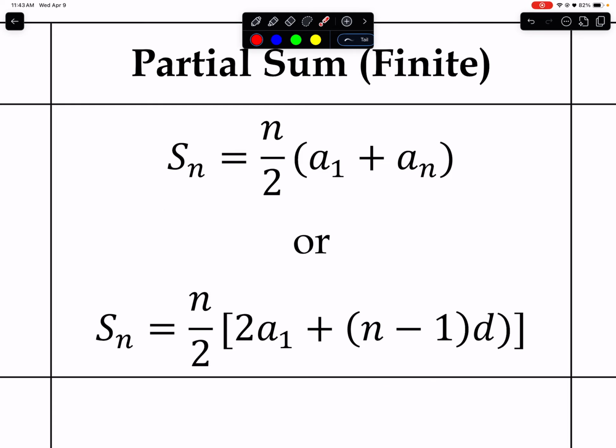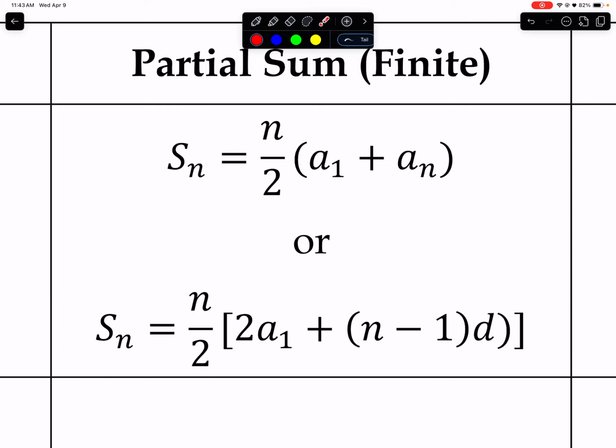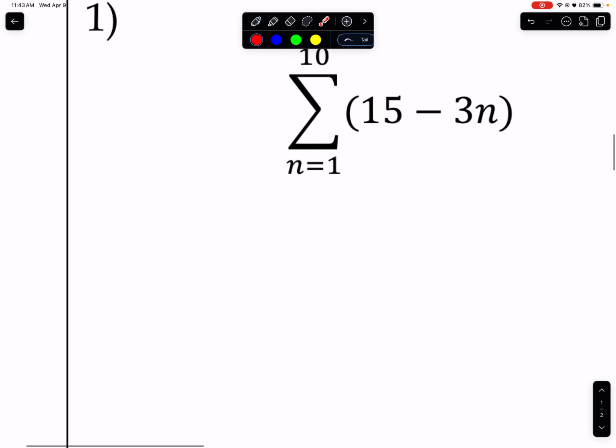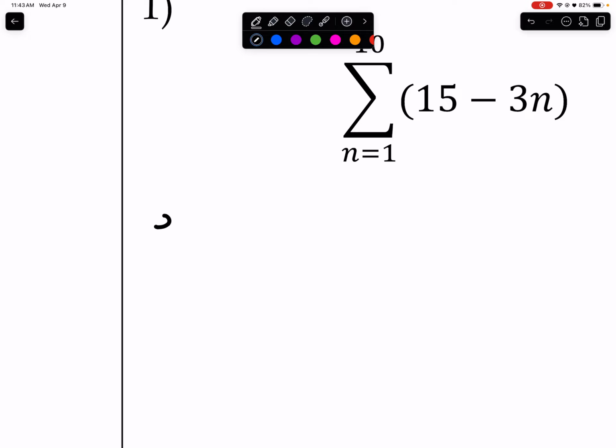Notice how for this top formula, we need to know the value of the last term, whereas down here, we don't have to know the value of the last term of the series, or the sequence rather. So depending on what information is given to us, we may actually need to use this bottom equation. I will say this bottom equation is especially used a lot in applications. So I'm going to use the top equation for right now, and then I'll use the bottom equation on another problem.